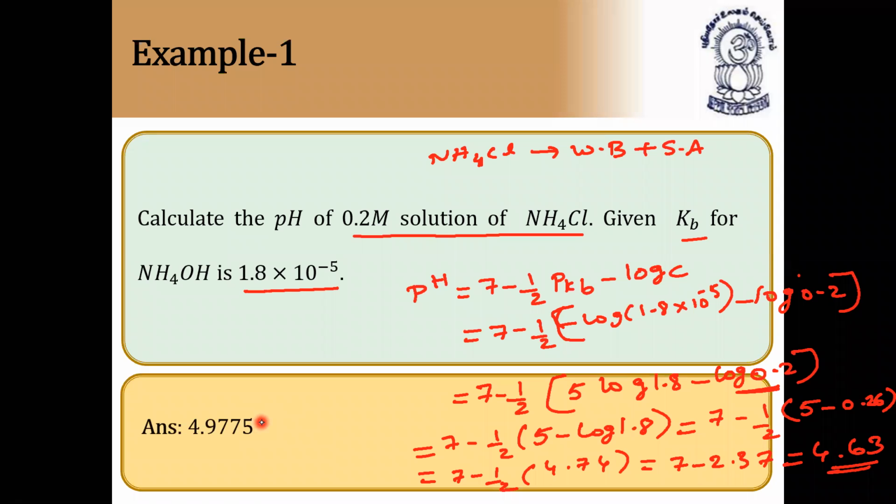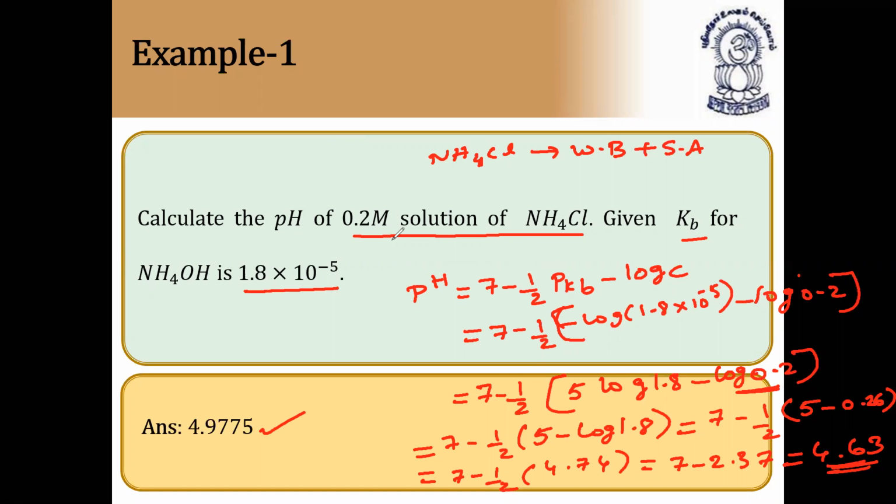It is 4.9. So approximate we are getting 4.6 because we neglected 0.2 also. If you count that also, you'll get 4.9 only. So exact answer is this, approximate value is this. Almost it is similar. Anyway, the only thing we have to know is the methodology. So pH is equal to 7 minus half pKb minus log C.